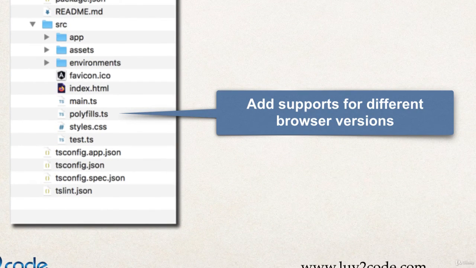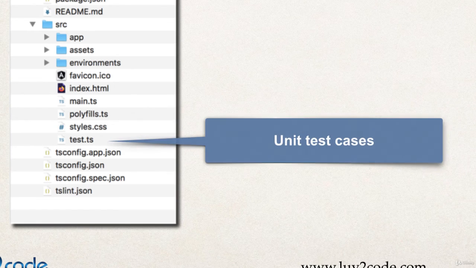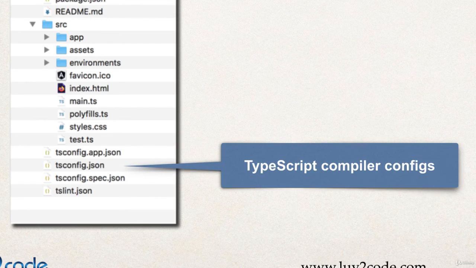There's the polyfills.ts. This adds support for different browser versions, like IE, Chrome, Firefox, Safari. There's the test.ts, basically has a collection of unit tests for the entire application. And then the tsconfig files. These are the TypeScript compiler config files.